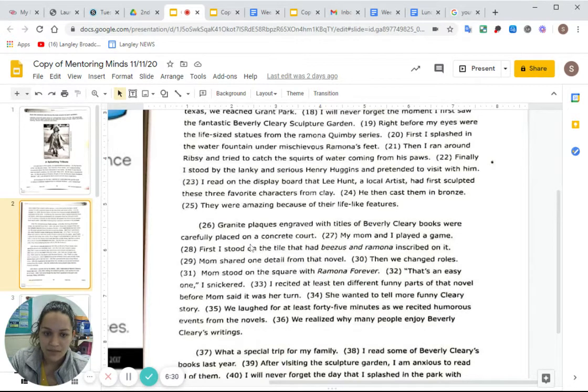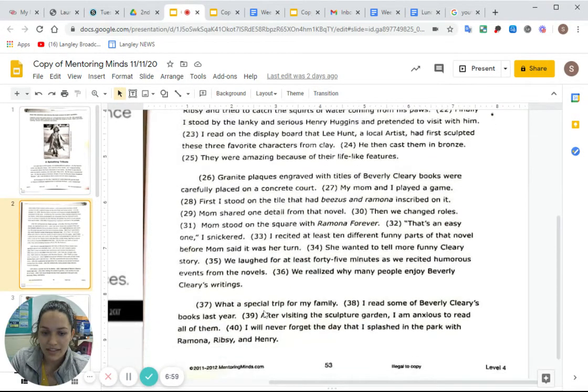My mom and I played a game. First, I stood on the tile that had Beezus and Ramona inscribed on it. Mom shared one detail from that novel. Then we changed roles. Mom stood on the square with Ramona forever. "That's an easy one," I snickered. I recited at least 10 different funny parts of that novel before Mom said it was her turn. She wanted to tell more funny, Cleary stories.